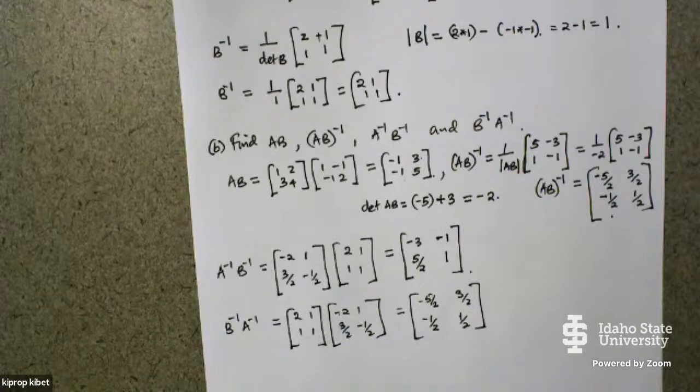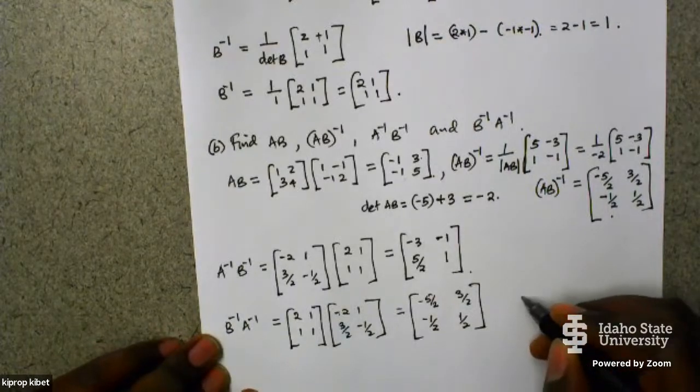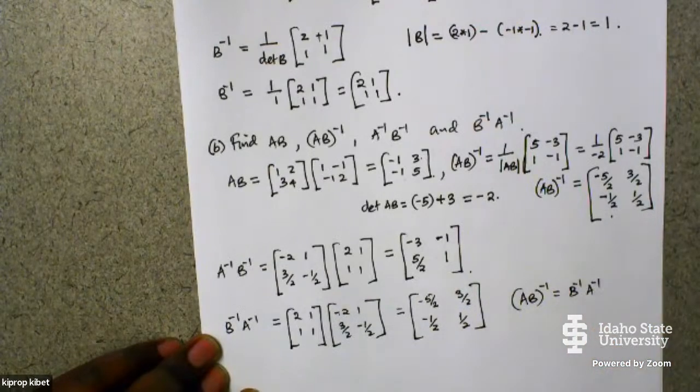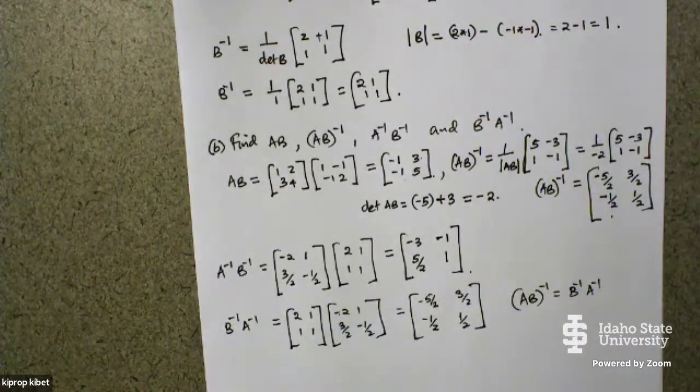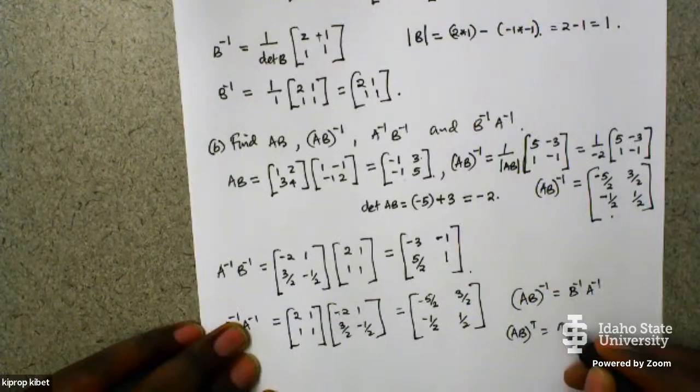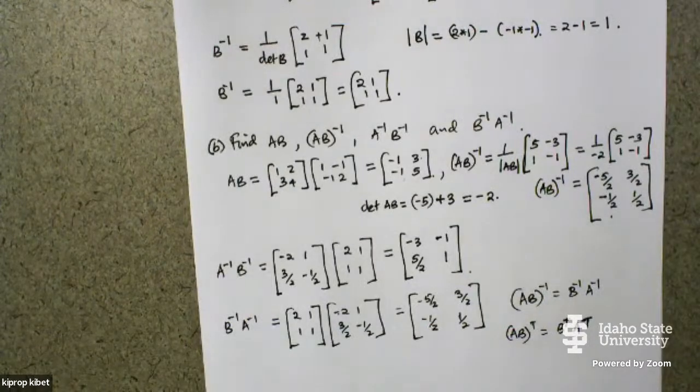We can see that our AB inverse, which is the same as this, is equal to B inverse A inverse. So our AB inverse is the same as B inverse multiplied by A inverse. If we recall the transpose, say our AB transpose is the same as B transpose multiplied by A transpose. That is what we said. So it is a similar thing.